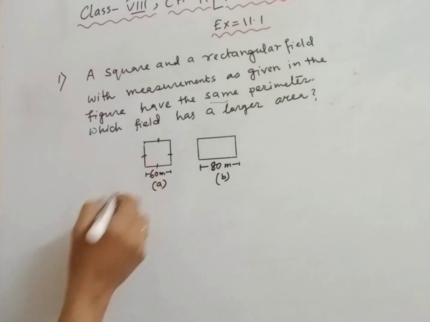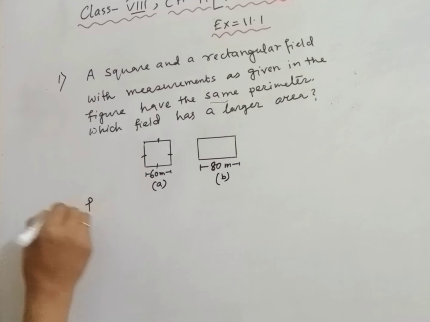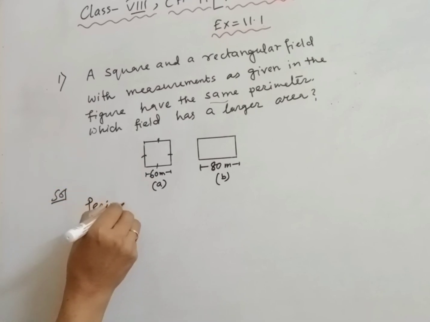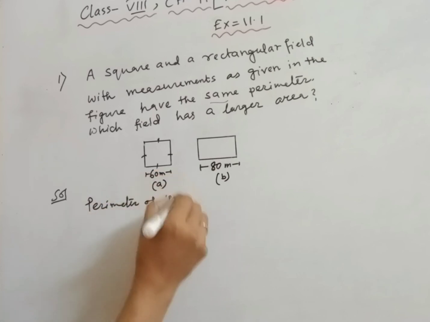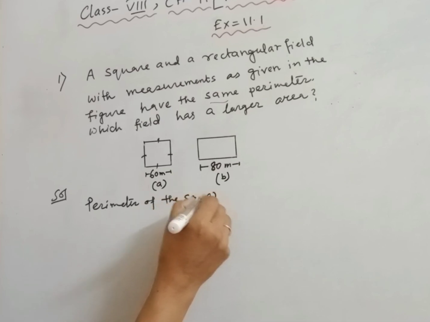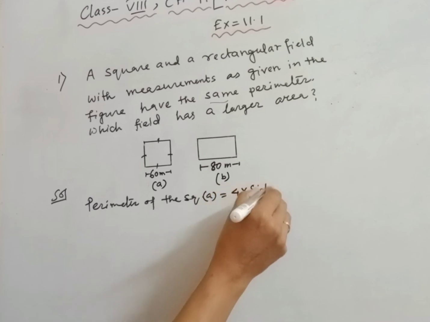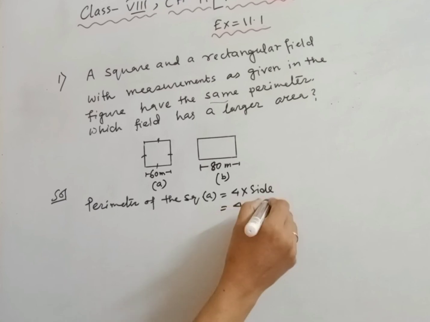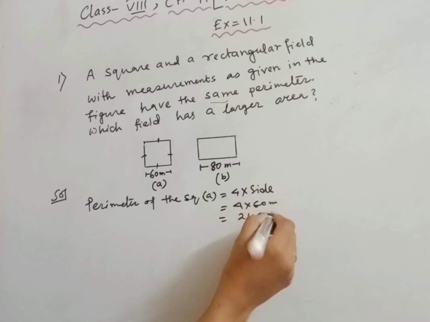So we can find the perimeter of a square. Solution, we are starting here. Perimeter of the square in figure A is 4 into side, all the sides are equal, so 4 into 60 meter, that is 240 meter.